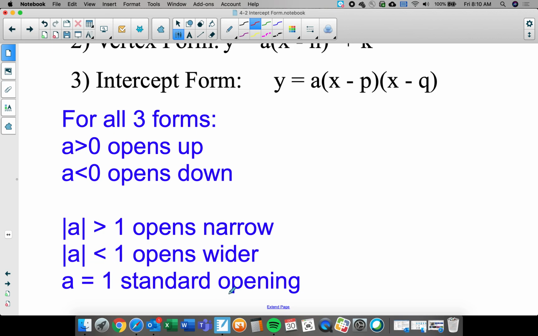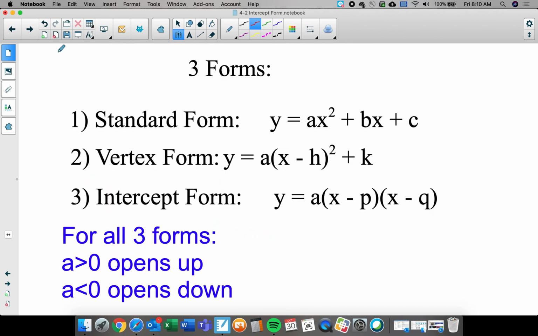A equals 1 is kind of your parent function. That's your standard opening in that case. So that's what we're comparing everything to. Anything bigger than 1 means it's narrower. Anything less than 1 means it's wider. And we ignore that the negative would tell you whether it opens up or down. So there's kind of a summary of the 3 forms of a quadratic equation, just like we had 3 forms of a linear equation that we were talking about.